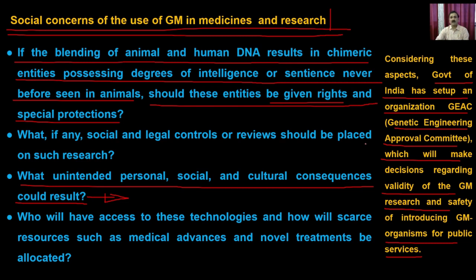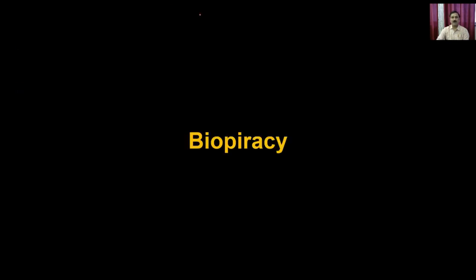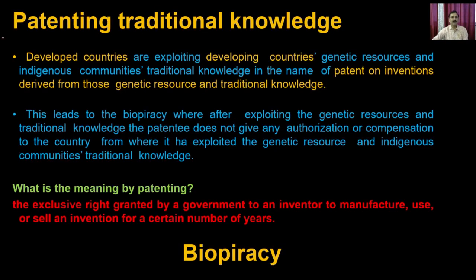One of the major aspects related to this ethical issue is that people are trying to take patents on these genetically modified crops or organisms, and then use them as a weapon to make money, and that is going to be covered in the next topic, called biopiracy. But before getting into the details of biopiracy, let's discuss what is meant by patents. So what is meant by a patent, or by patenting traditional knowledge?